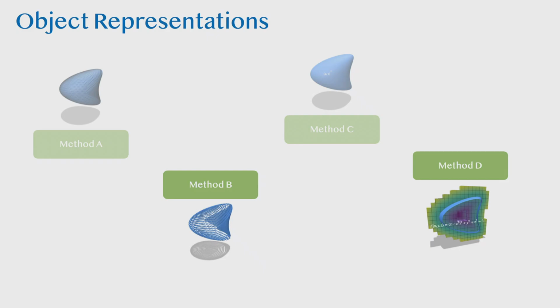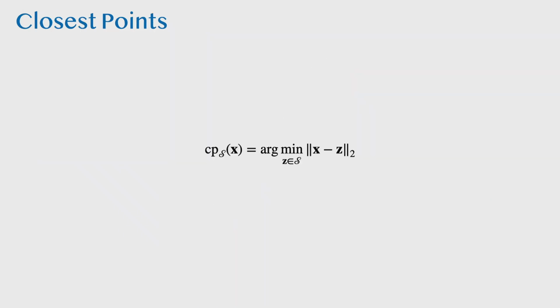For example, you might want to combine a point cloud and a sign distance field into some method E, like a physics simulation. And in this case, there's no specialized single representation that would work without conversion of at least one of these. So it would be great if you had a unified framework that could handle all desired applications and all object representations. And I think closest points provide a good candidate for this unified framework.